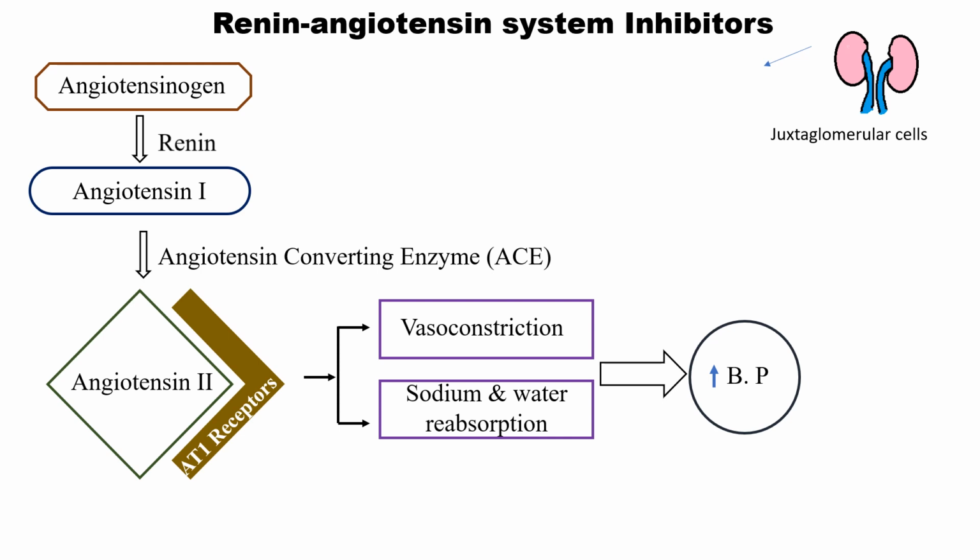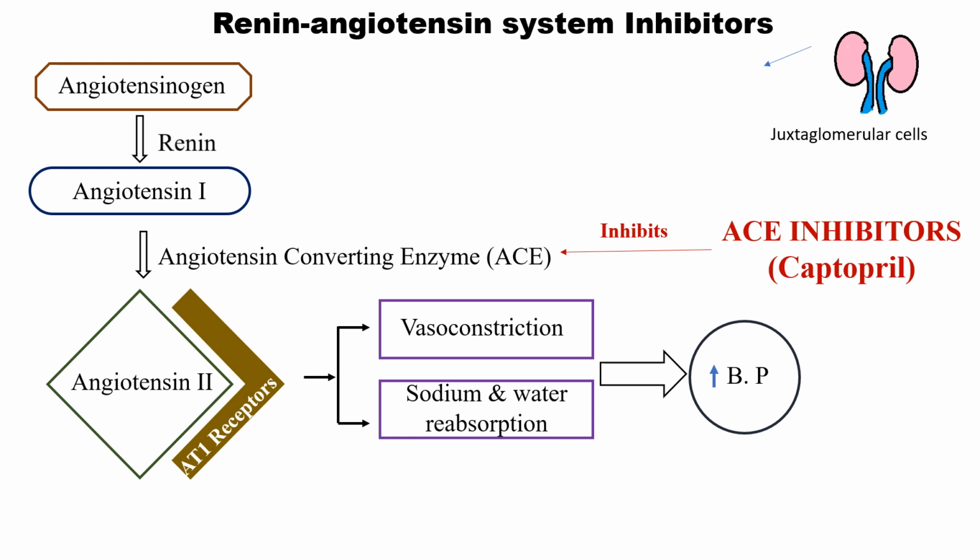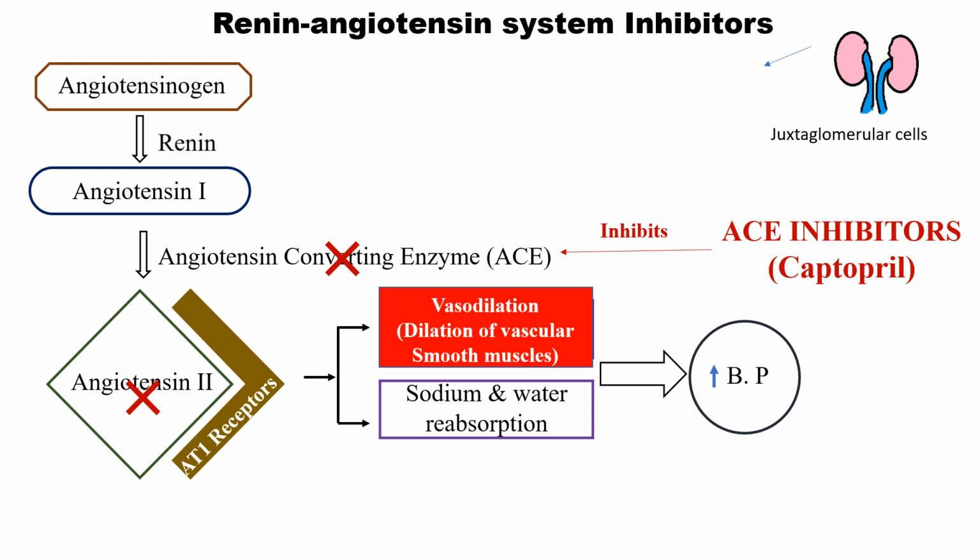Listen. ACE inhibitors such as captopril inhibit the enzyme ACE. This will block the formation of angiotensin 2. That decreases vasoconstriction. In turn, it leads to vasodilation, that is relaxation of vascular smooth muscles. Also, it decreases the reabsorption of sodium and water. These effects decrease preload and afterload.